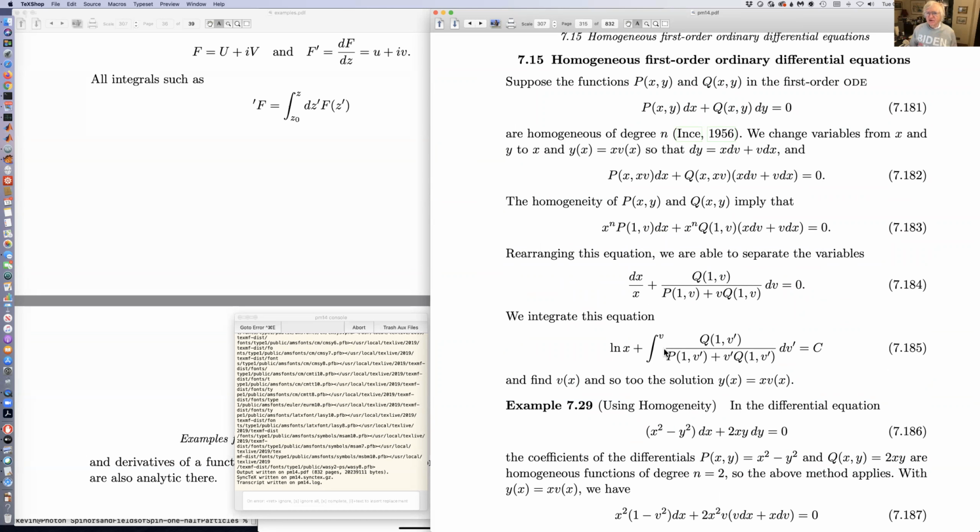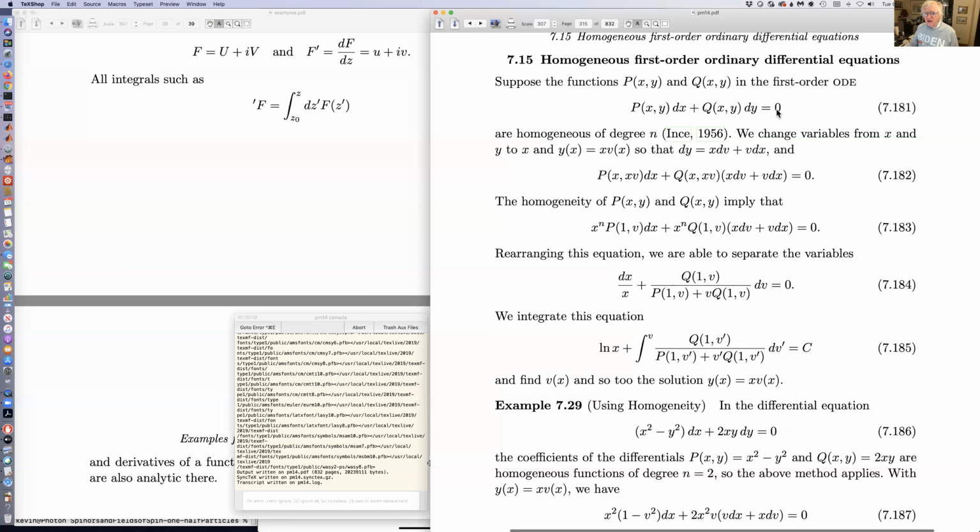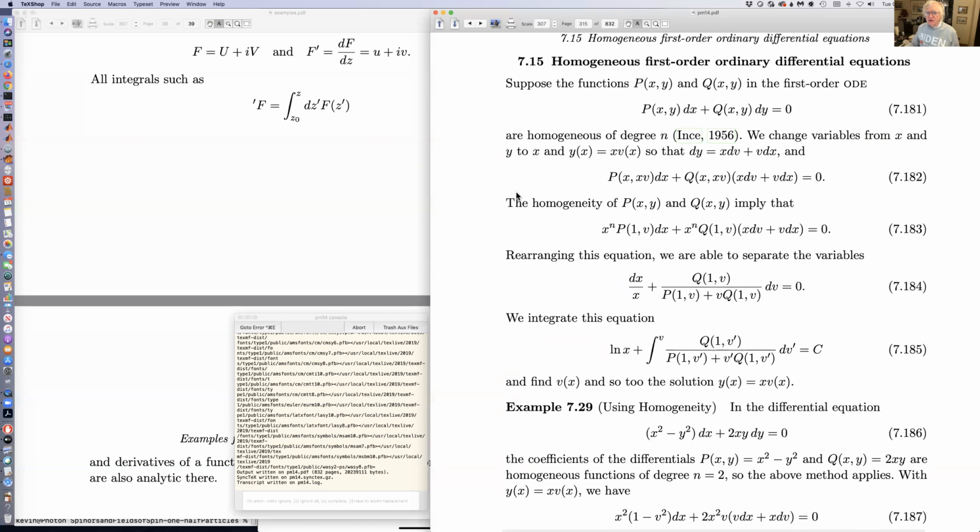I guess this is sort of simple. Suppose the functions P and Q are homogeneous of degree n. Then we can change variables from x, y to x and v of x. And this y is going to be xv of x. So dy is x dv plus v dx. And then this original differential equation is p of x and y dx plus q of x and y times dy, and dy is that.